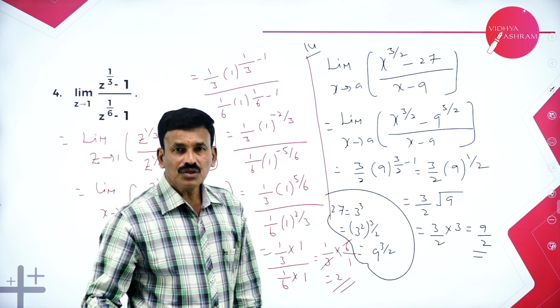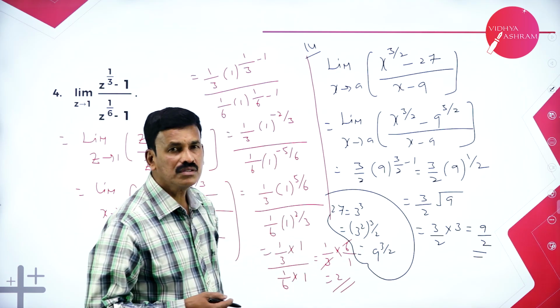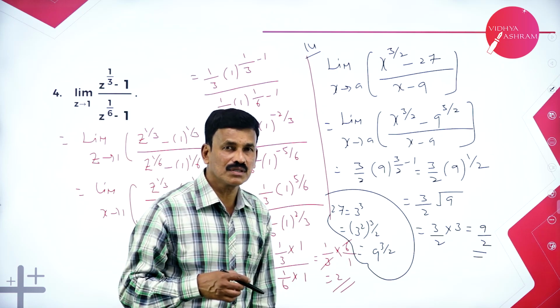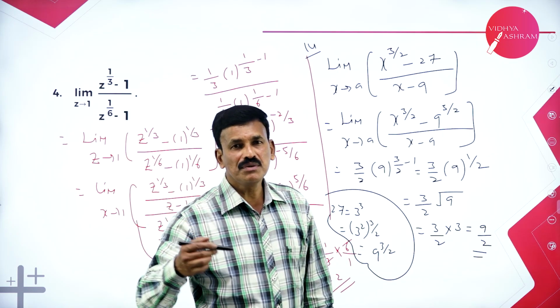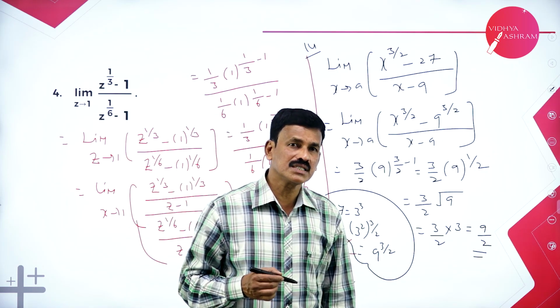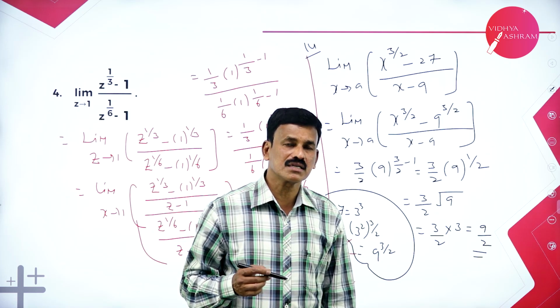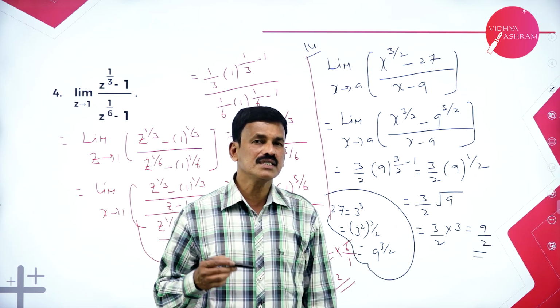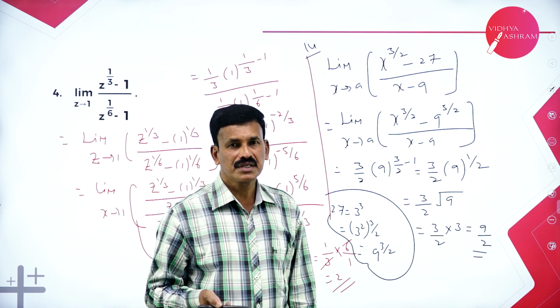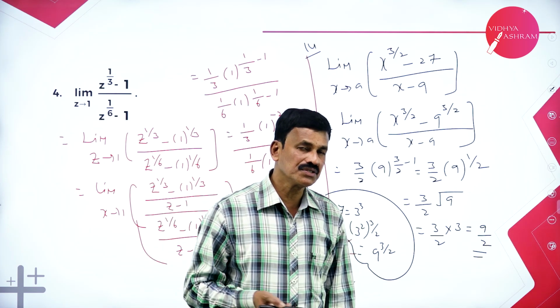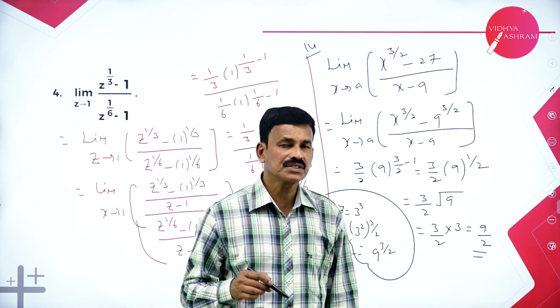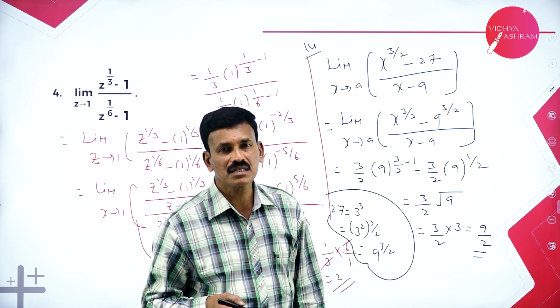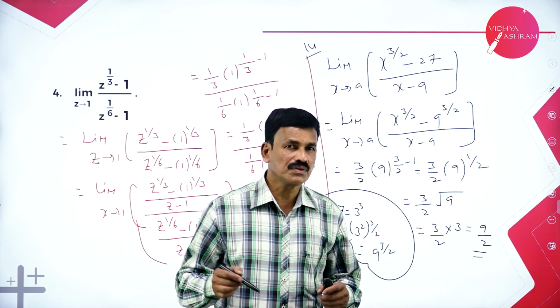Okay. So this is how we are going to solve the problems based on theorem number 1. That is, limit x tends to a of x raised to n minus a raised to n by x minus a is always equal to n a to the power of n minus 1, where n is a positive integer or a negative integer or a fraction, positive fraction or a negative fraction. So in general, for a rational number. So that's it. Hope you followed. These are a few problems based on theorem number 1.